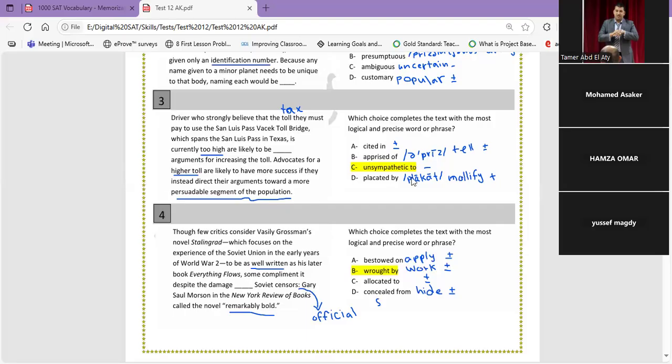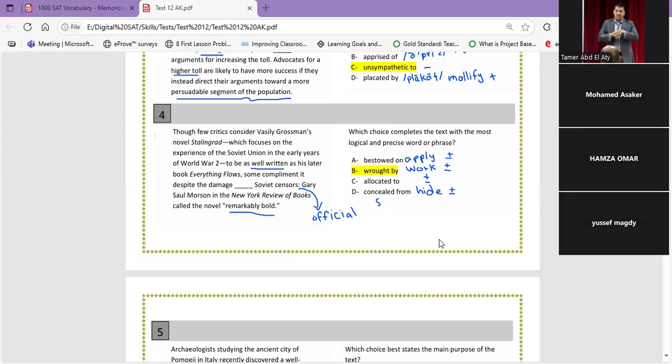Unsympathetic to. Unsympathetic to. Okay, the question after. Bestowed on, apply, it's also neutral. Wrote by means work, neutral. Allocated to, neutral. Concealed from means hide, neutral. Again, all of them neutral. So I'm going to go to the context clue.